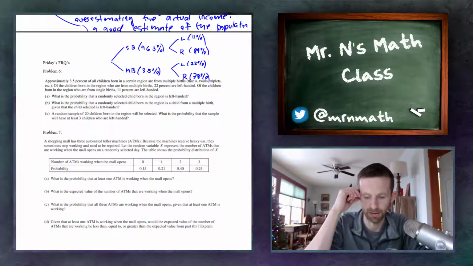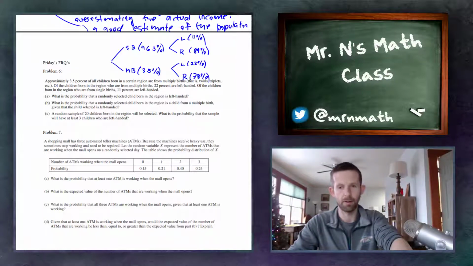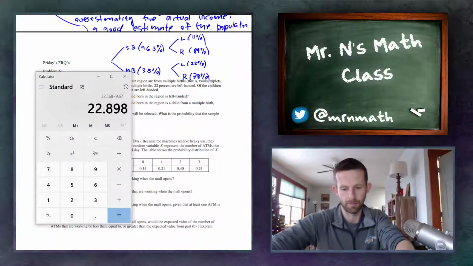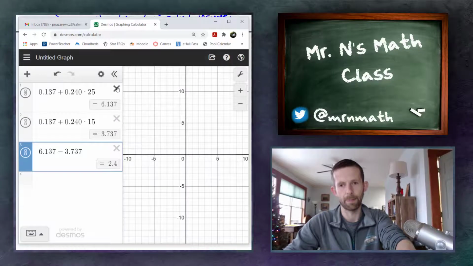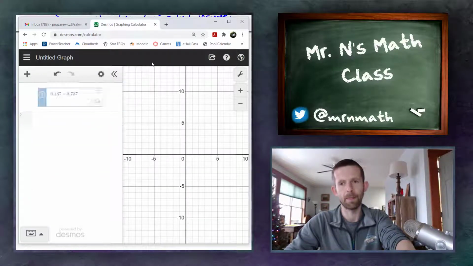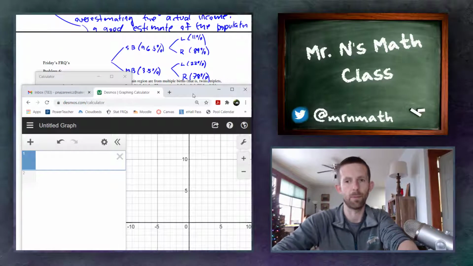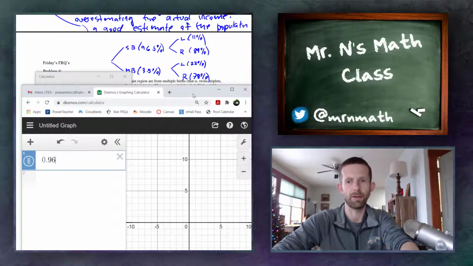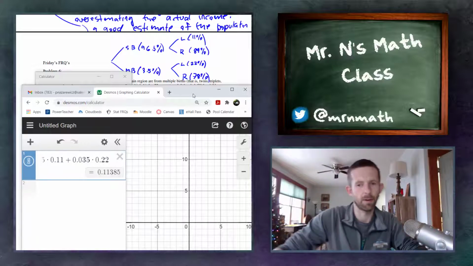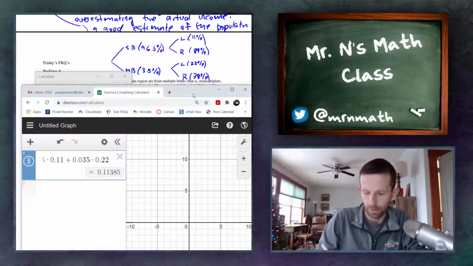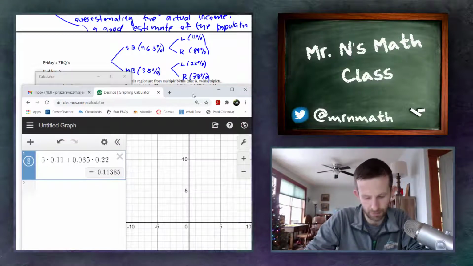What's the probability that a randomly selected child born in the region is left-handed? All right, so the left-handed child, actually, I'm gonna do Desmos. So we're going to do 0.965 times 0.11 plus 0.035 times 0.22. So 0.1139.